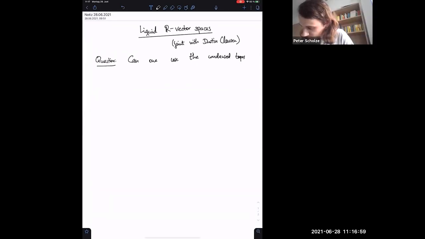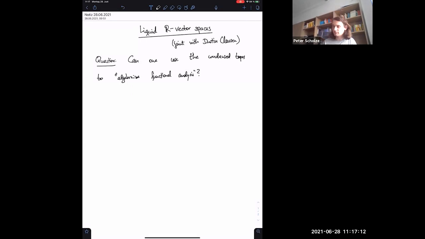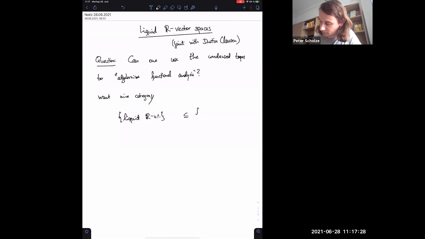The condensed topos, in some sense, algebraizes functional analysis. So what do you want roughly? We want a nice category that we call liquid R vector spaces. These should somehow be a full subcategory of the condensed ones.